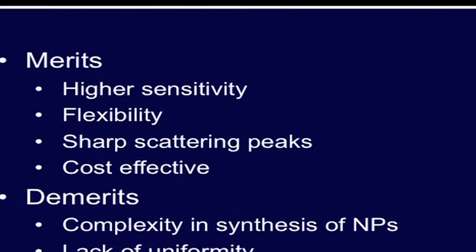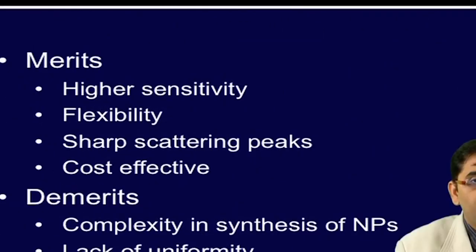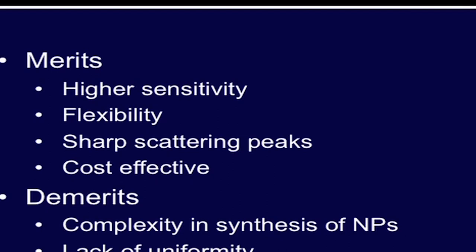As compared to the fluorescence based detection methods, the Raman dye labeled gold nanoprobes offer several advantages, which include high sensitivity, flexibility due to non-overlapping probes, sharp scattering peaks and cost effectiveness of the assays. However, there are certain demerits of using Raman dye labeled nanoparticles. These drawbacks include the complexity in synthesis of nanoparticles and the lack of uniformity.